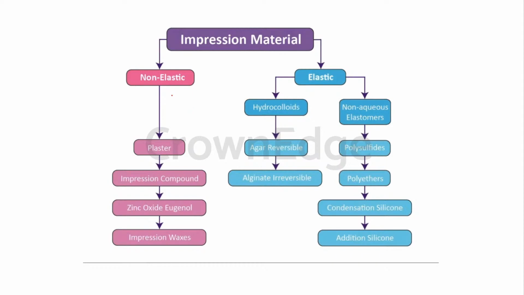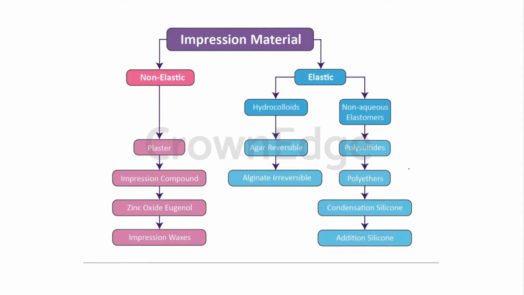Coming to your non-elastic, we have the plaster, your impression compounds, which you've already used in your BDS days, along with your zinc oxide eugenol. And we have the elastic-based impression materials. That is your hydrocolloids and your elastomers. So hydrocolloids, we all know about agar, we all know about alginate. The questions have been reduced over the years. Now they are concentrating more on elastomers.